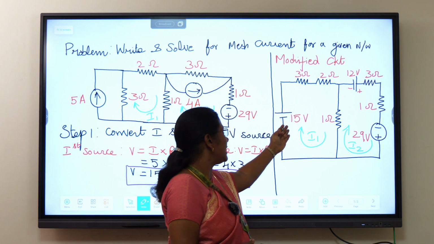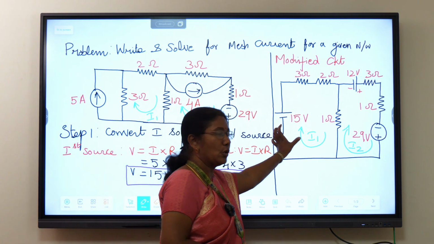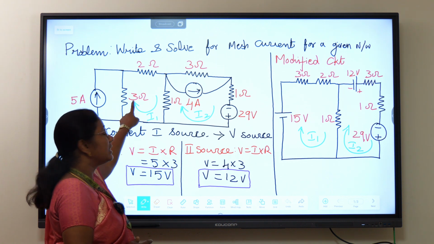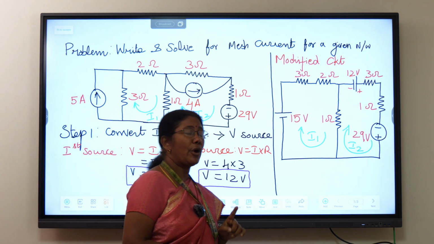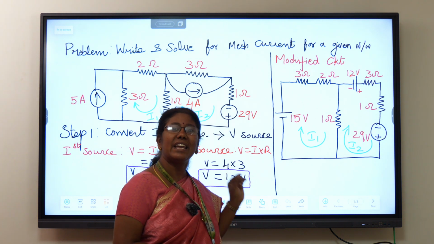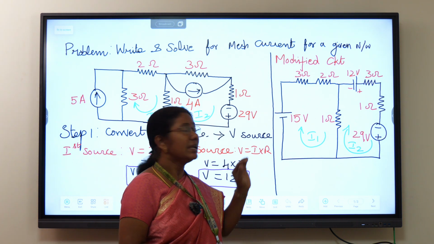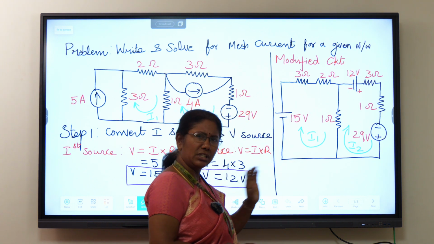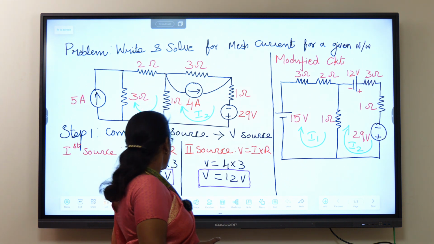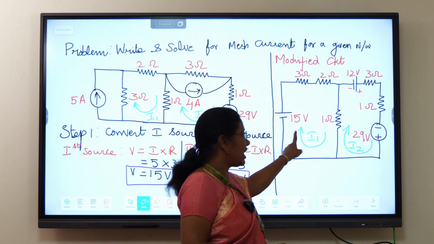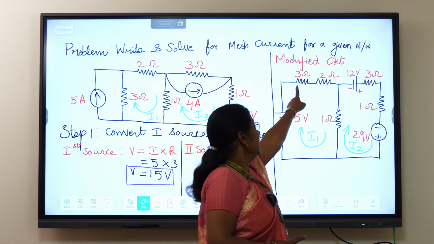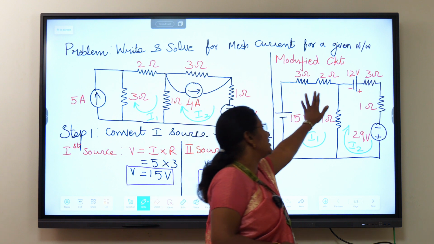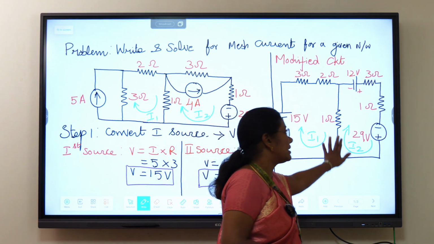Here we have converted the current source into a voltage source. What is the voltage? The first voltage is 15 volts with a resistance of 3 ohms. The notable point is that we should not draw the resistance in parallel with the voltage source; we have to draw the resistance in series with the voltage source. This is the basic rule. So the first source is 15 volts, drawn with the resistance in series with it. The 2 ohm resistance is drawn as such, and the middle resistance is also drawn as such.